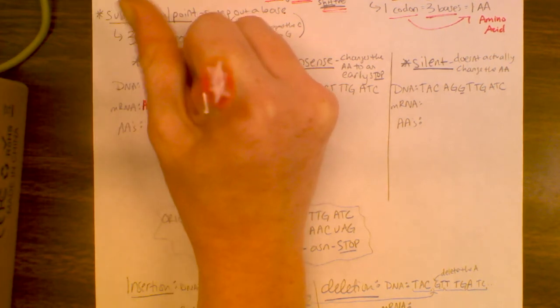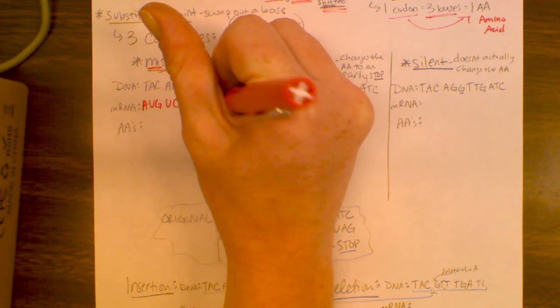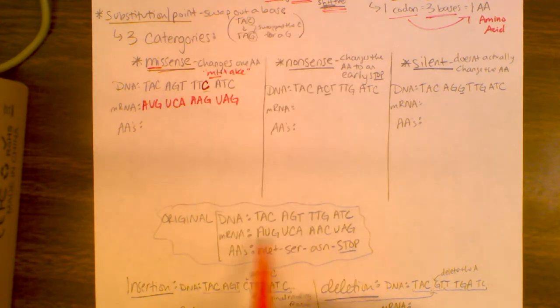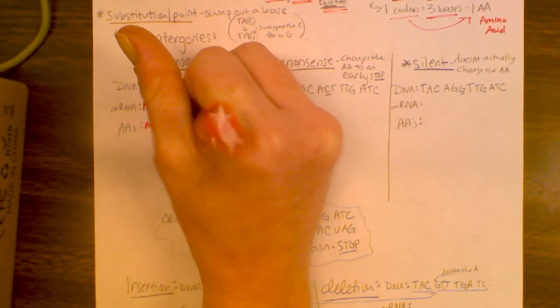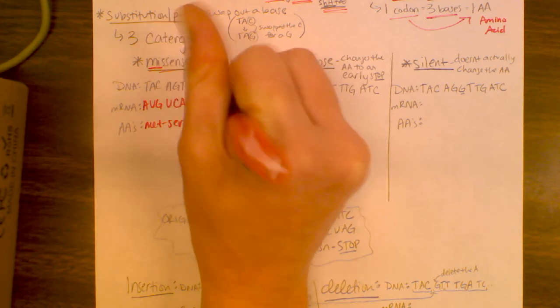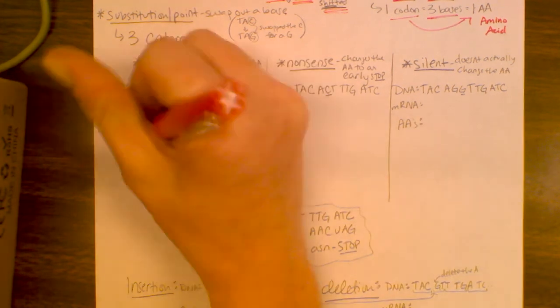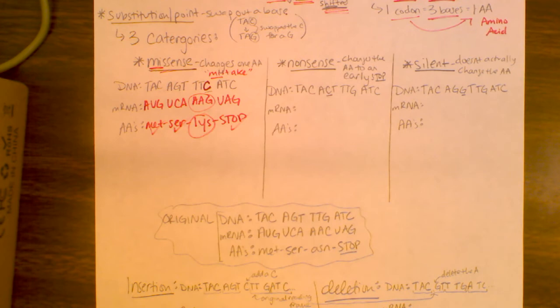So UAG. And so notice here, the only thing that's different is this codon right here. So when we are making the amino acids, this one changes, but the rest of them stay the same. The rest of these are good, but that one changed. So the missense changes one amino acid.